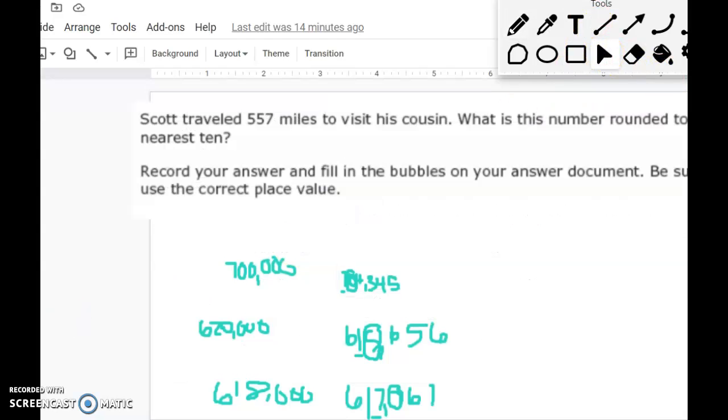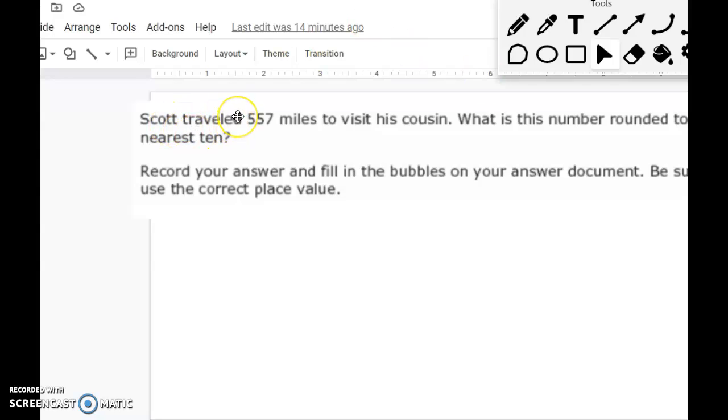Okay, so here's a STAR formatted question. Scott traveled 557 miles to visit his cousin. What is this number rounded to the nearest 10? So go ahead and solve this on your own and pause the video.